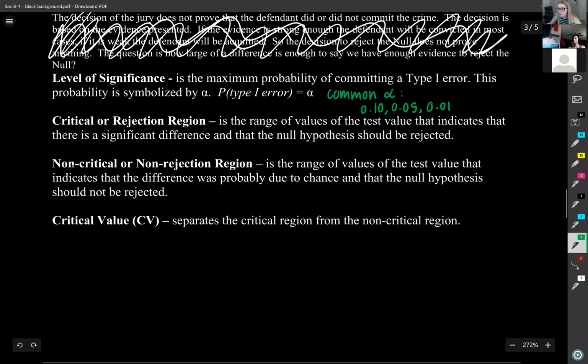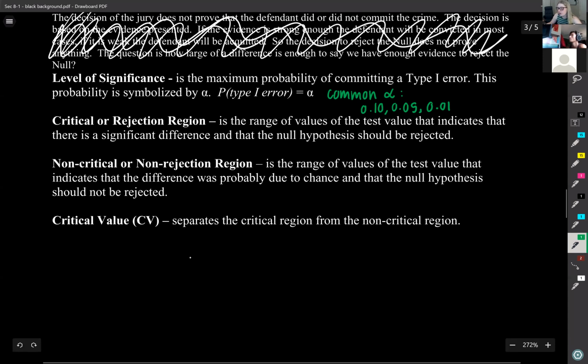Next, we have the non-critical or non-rejection region, which is pretty much what it sounds like. It's a range of values that, if your test value falls within that region, it was probably due to chance and you should not reject the null hypothesis. If it falls in there, we really can't conclude that we can reject the null because there's not enough evidence to do that.